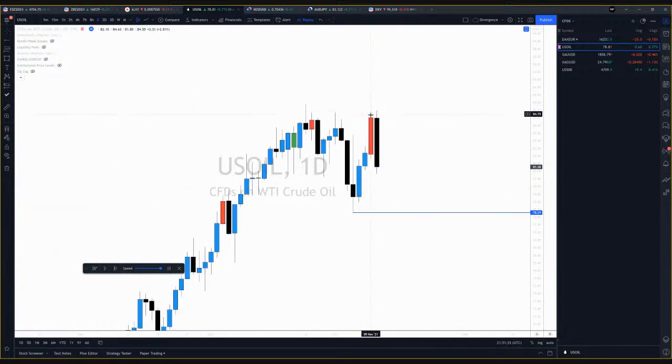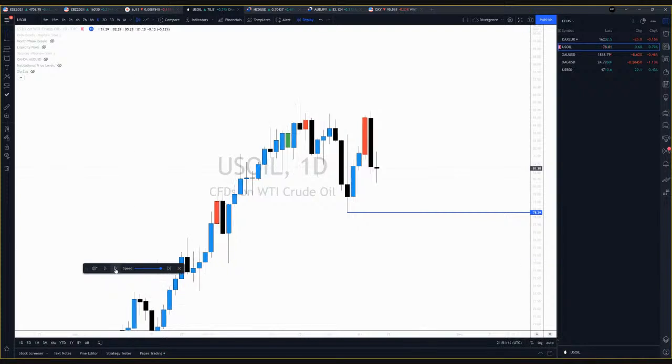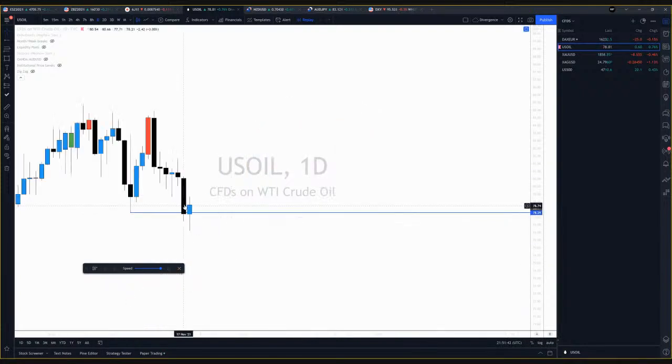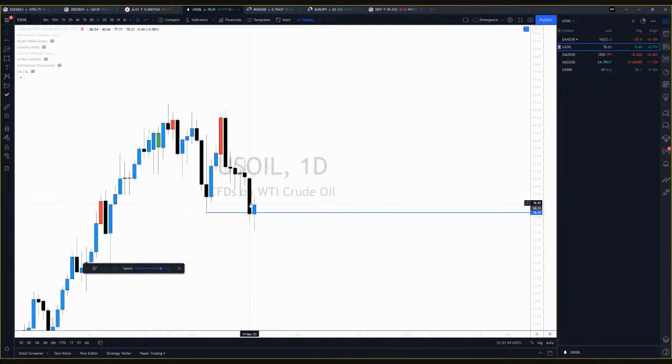Right, as soon as I saw this, what is that? It's a swing high. It's engulfing. So where's it going to go? Down here. Okay, so let's play it and see what happened. Boom. And we nailed it yesterday.